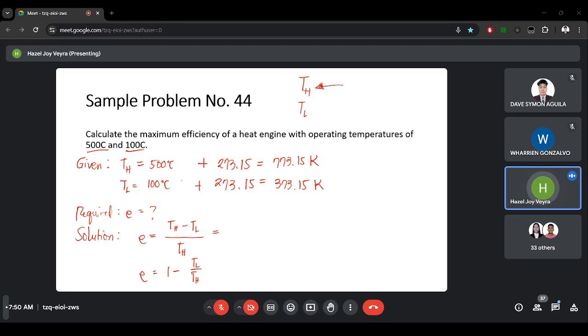For the first one, we have 773.15 Kelvin minus T sub L, which is 373.15 Kelvin, all over 773.15 Kelvin. So here, I can write this as 1 minus 373.15 Kelvin over 773.15 Kelvin. So use your calculator, class, and solve for the value of efficiency.